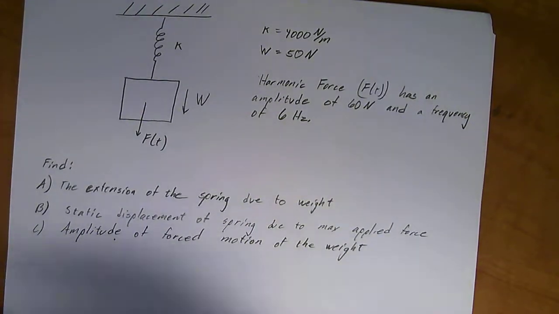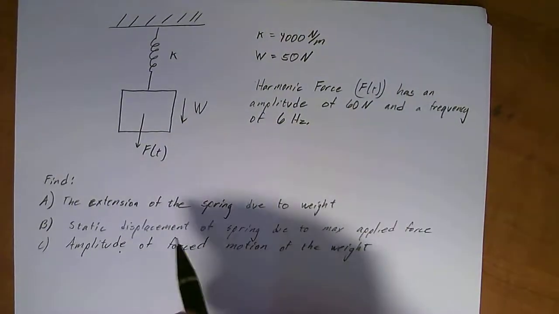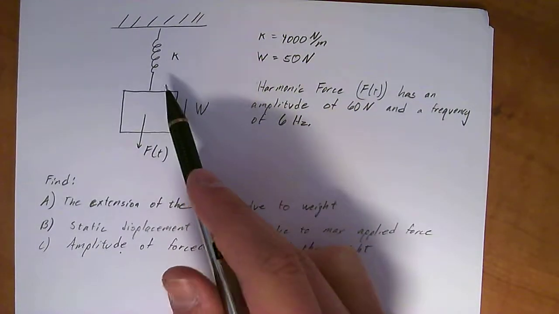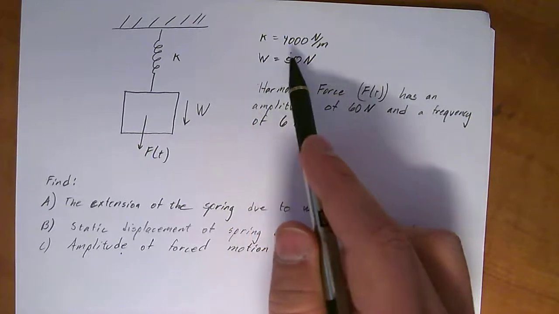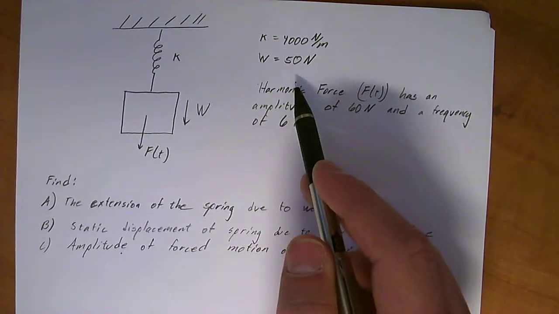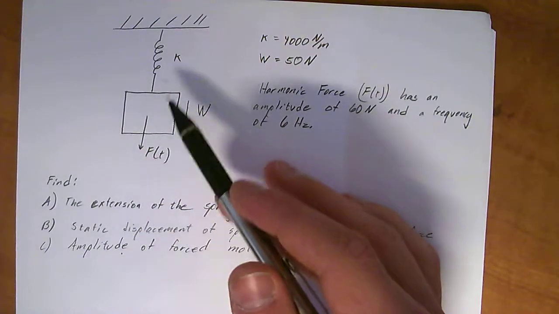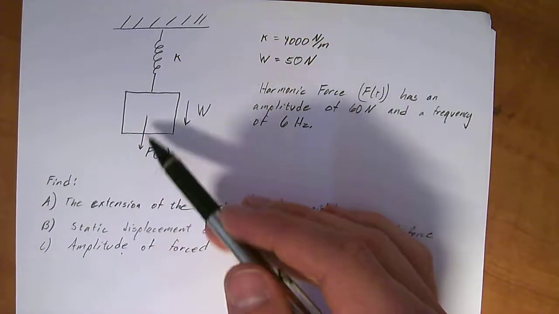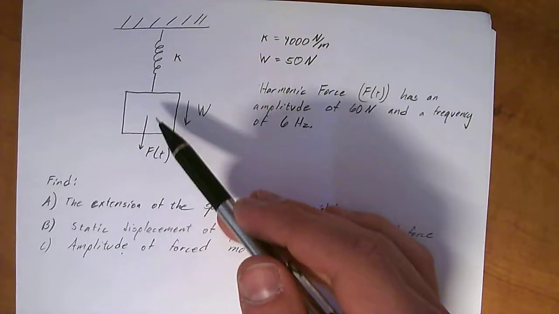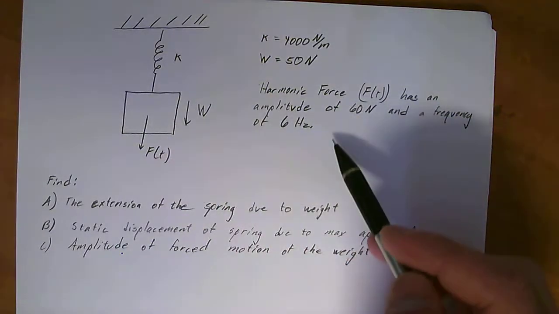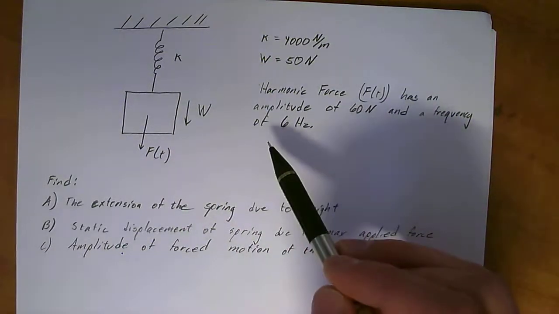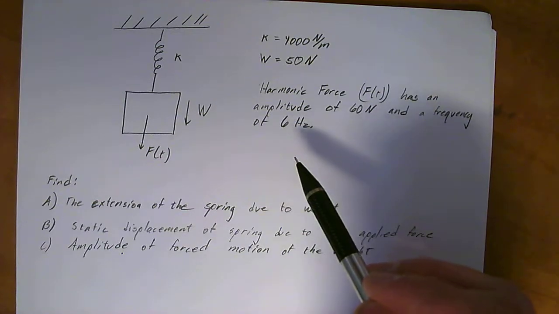Today we're going to work a little bit with forced vibrations. So here we have a simple example of a weight on a spring. The spring has a constant of 4,000, a weight of 50 newtons, and then we have a harmonic force applied to it. So basically a sinusoidal force going back and forth pulling on this that has an amplitude of 60 newtons and a frequency of 6 hertz. And we'll talk about this in a little bit.